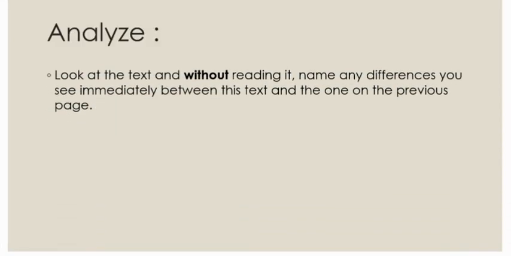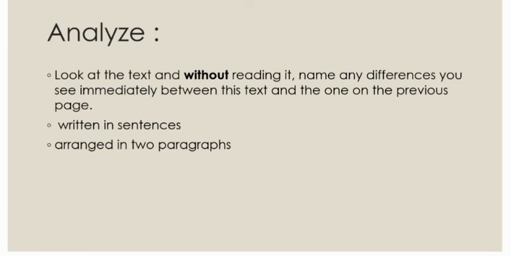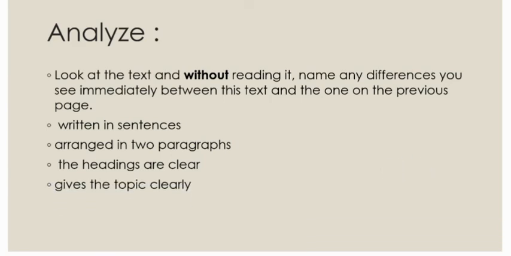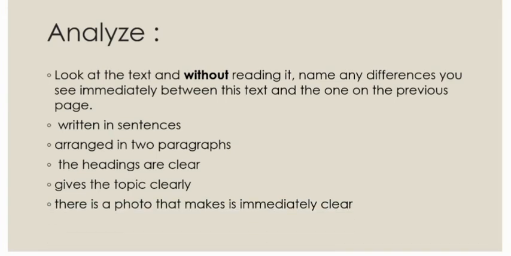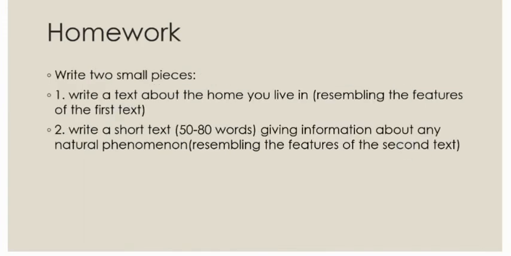We're going to go ahead and analyze this text really quickly. I want you to look at the text without actually reading it and name as many differences as you immediately see between this text and the one that we previously looked at. We already pointed out a few, but we're just going to go over all of them. It's written in sentences, arranged into 2 paragraphs, whereas the first text was just bullet points. The headers are very clear. It gives the topic clearly, which is geysers. And there is a photo that makes it immediately clear.